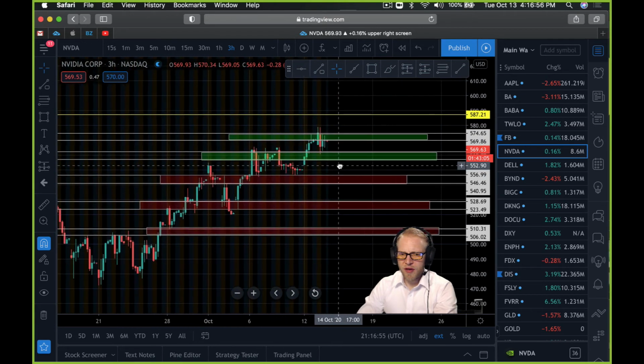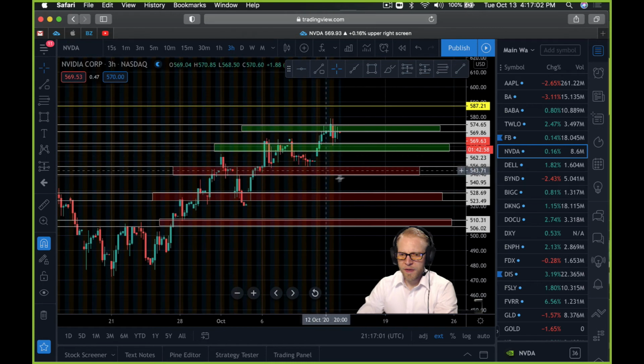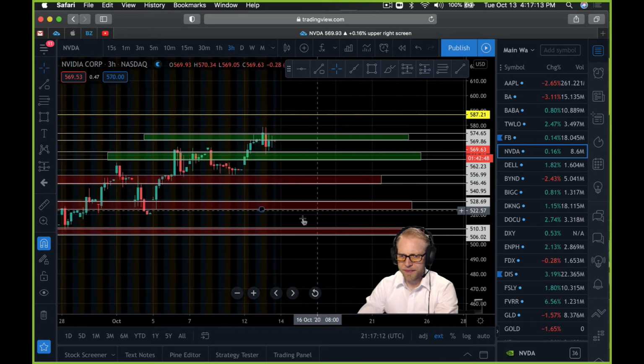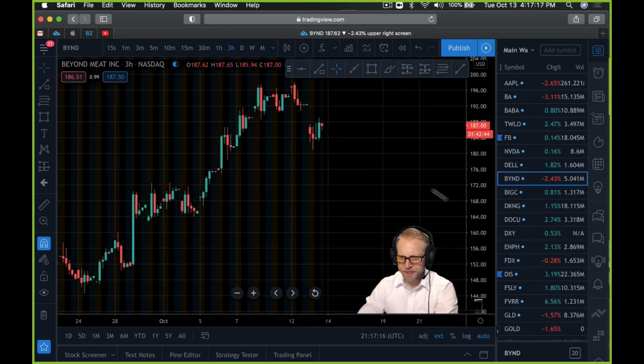I'd be looking for 550, 543. I'd be looking for price reaction off of here. Tag this zone, dip buyer down here, something like that. Okay, buy low, sell high. Same scenario. Let's look at Beyond.